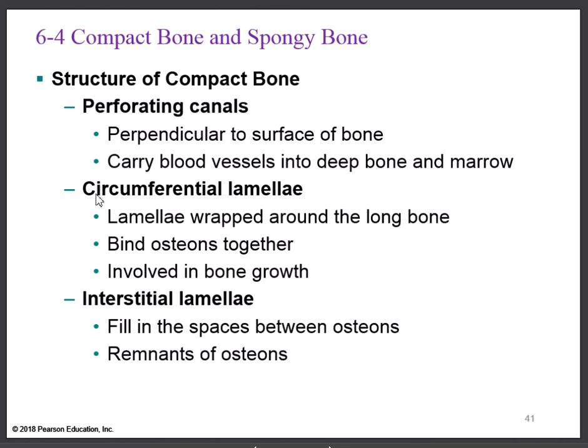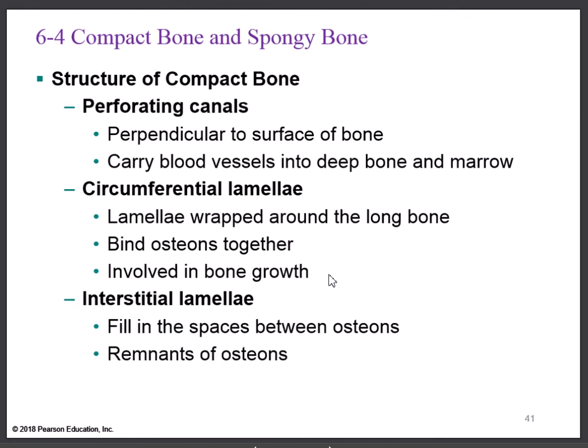So let's go back to the note to make sure we covered everything. Let's take a look again at the circumferential lamellae. These are the lamellae that wrap around the long bone, right? They basically bind all the osteons together, and they're basically involved with bone growth. If you just want to add, I probably should have put it here, bone growth in width, right? By making a bone wider. Involved in bone growth in width. So you're always going to find them wrapping around the bone.